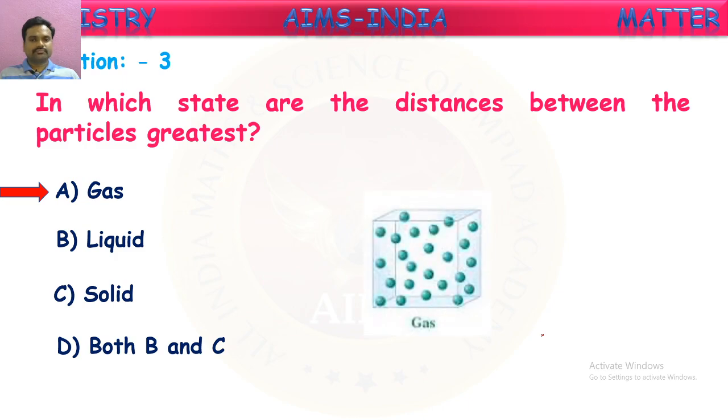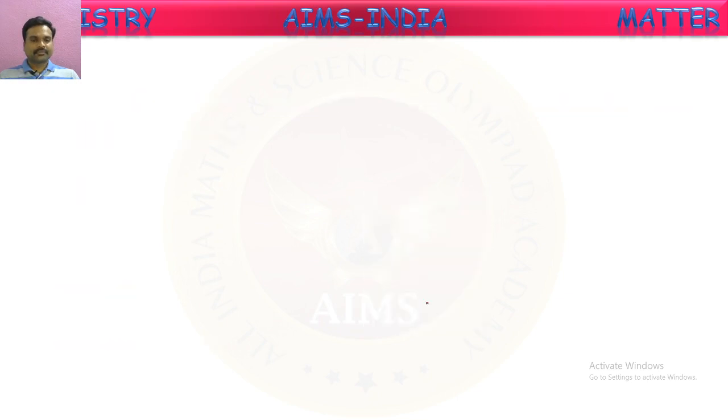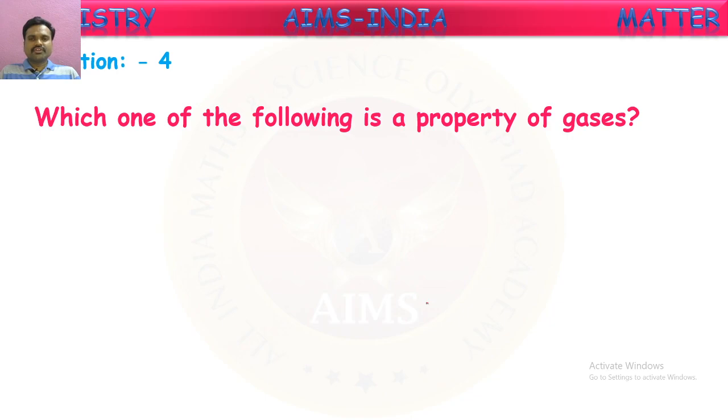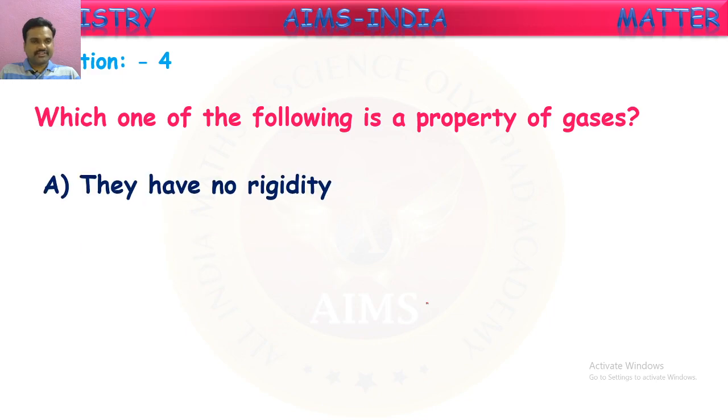Next one, yeah, here we can see the particles of gas. The distances are much higher between the particles. They can move randomly in any direction because attractions are very less between them. Good. Next question. Which of the following is a property of gases? So here they are going to give some properties. Identify among these properties which belong to gases.